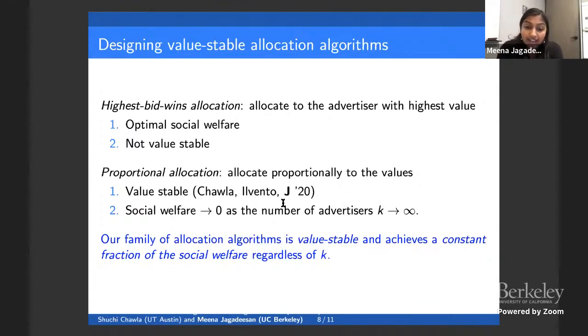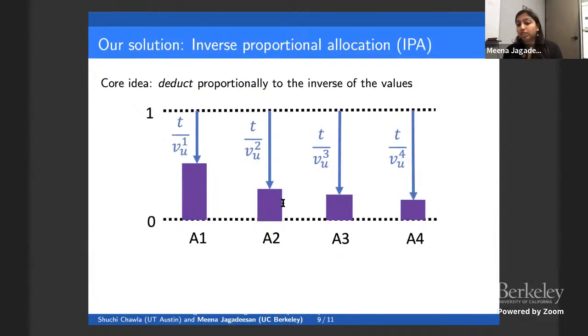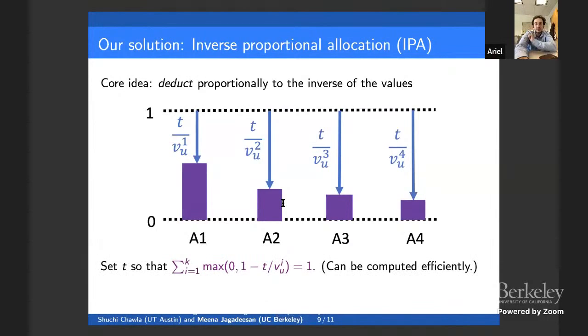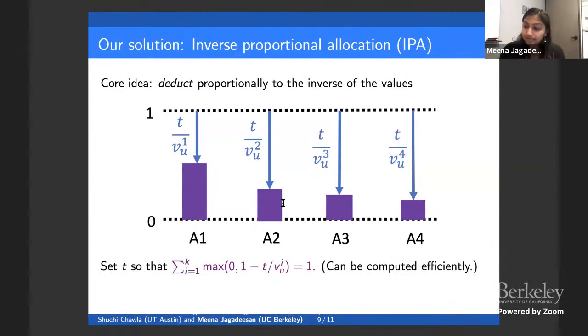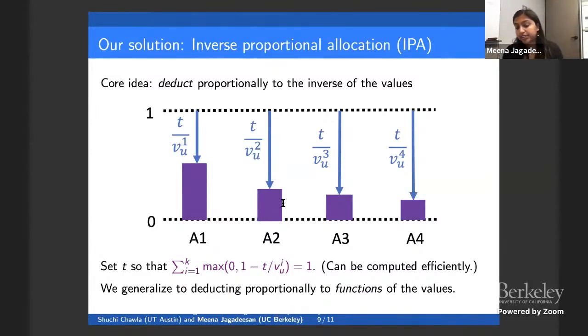So we design a family of allocation algorithms that are value stable and achieve a constant fraction of the social welfare regardless of the number of advertisers. Our solution is inverse proportional allocation. The key idea is to deduct proportionally to the inverse of the values. We start by allocating the full ad slot to all advertisers and then deduct proportionally to the inverse of the value that that advertiser places on the user. And when an advertiser hits a zero allocation, we throw them out and then continue with this process. Essentially, we're setting T so that this equality is satisfied, and we show in the paper that this can be computed efficiently. We also generalize this to deducting proportionally to functions of the values to capture a broader range of value stability constraints.